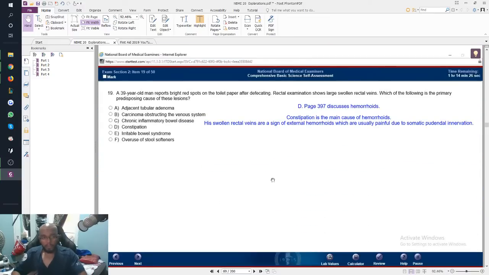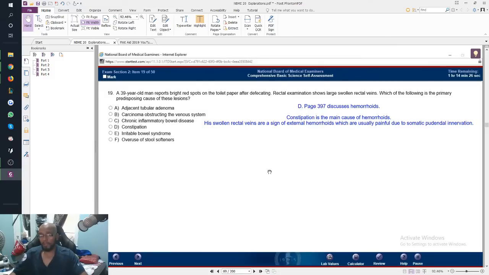Number 19, a 39-year-old man reports bright red spots on the toilet paper after defecating. Rectal exam shows large swollen rectal veins, hemorrhoids. Which of the following is the primary predisposing cause of these lesions? So what causes hemorrhoids? Constipation. That's it, right? Constipation is the number one cause of hemorrhoids. And constipation can occur to anyone, so you don't really associate hemorrhoids with someone who's only fat or someone who's only skinny. It can occur to anybody, someone that's very obese or someone that's very anorexic. If they're constipated, they can get hemorrhoids.